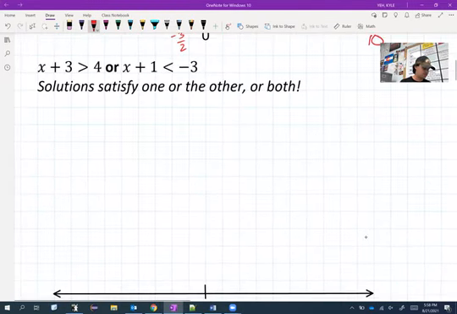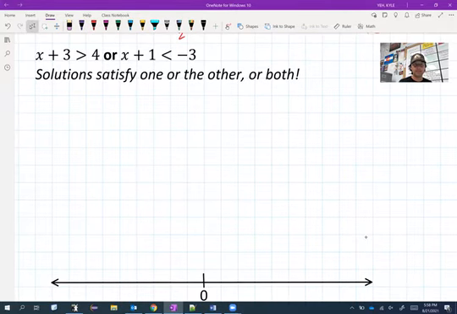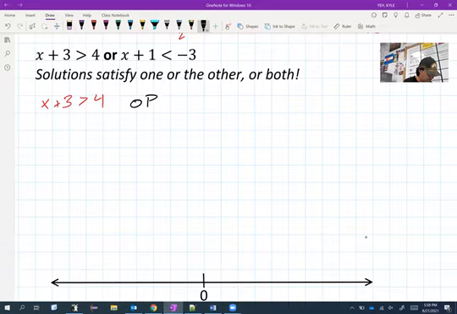Contrast that to an or inequality. An or inequality, as shown on the screen right here, is like the word or in the English language. Solutions can satisfy one of those inequalities or the other one, or both. And if it satisfies at least one, we're good to go. So how are we going to do this? Well, we were told that X plus 3 had to be greater than 4, or X plus 1 had to be less than -3.